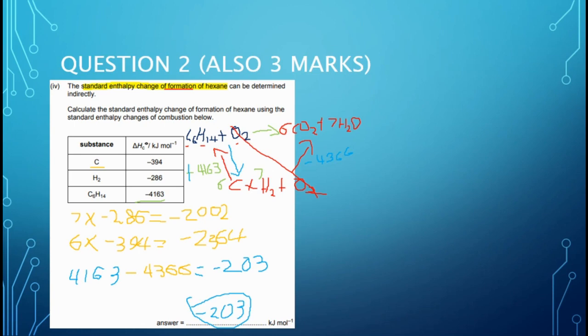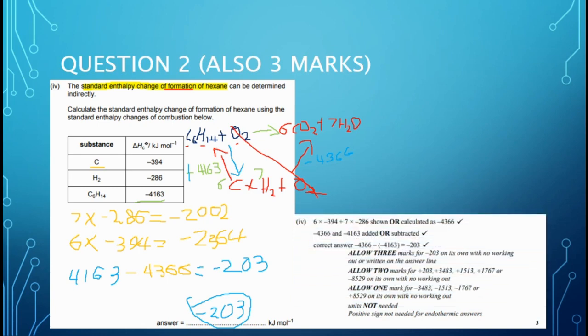Now let's look at the mark scheme. If we see, we've done this and we've done this to get this value right here. What else have we done? We've also found this value and we fixed it up and we got 203.